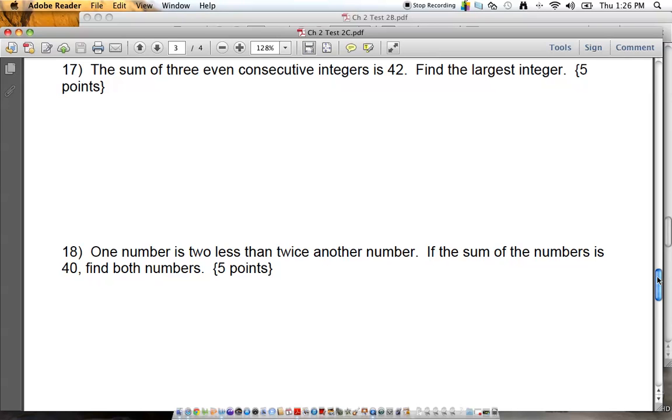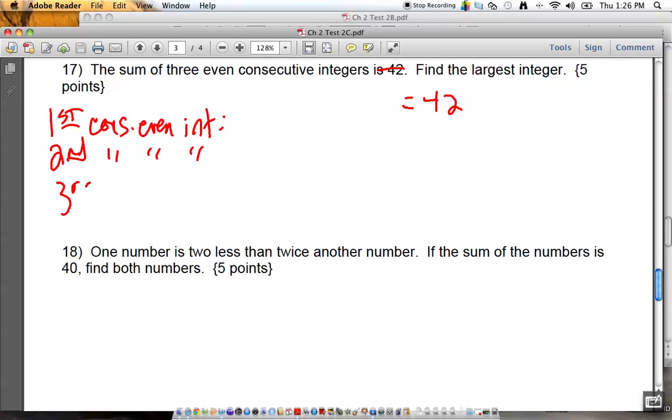The sum of 3 consecutive even integers is 42. Find the largest integer. Okay, somebody tell me something on here that is important. Equals 42, good. What else is important? Rich? Well, like our 3 numbers. 3 consecutive even integers. So I'm going to go off to the side here. I'm going to write first consecutive even integer. Then I'll do second. And those marks are called ditto marks. They mean the same thing as above it.